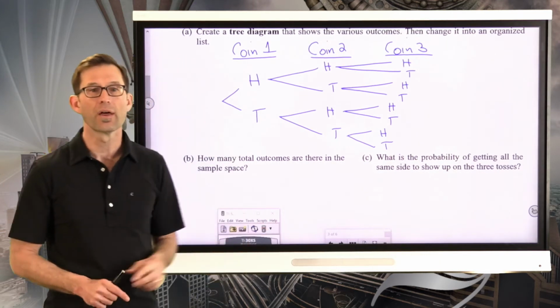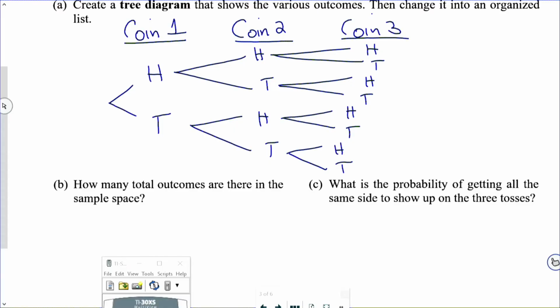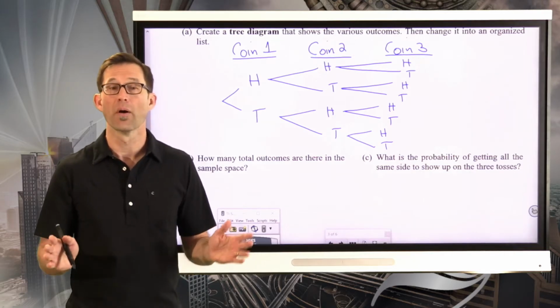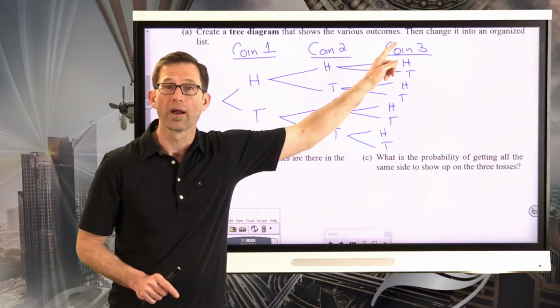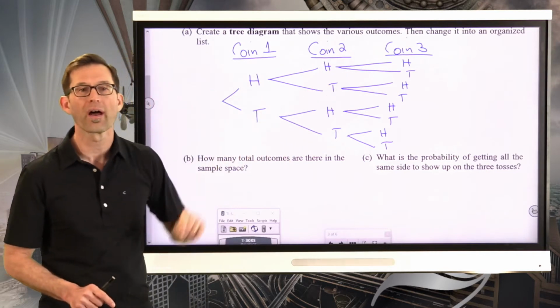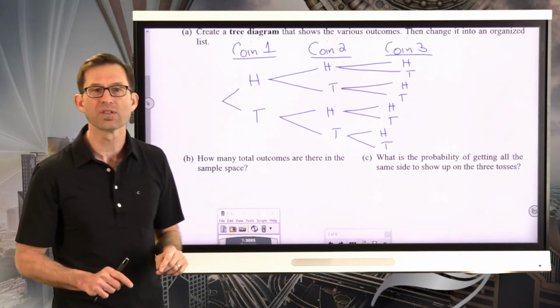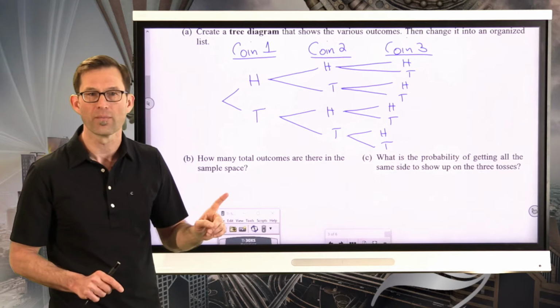Now, how do we use the tree diagram? Well, let's take a look at letter B first. How many total outcomes are there in the sample space? Actually, let me pause for a moment. I apologize, I didn't finish this. We were supposed to create a tree diagram, then change it into an organized list. So how do I change this into an organized list? Well, I have to be careful.